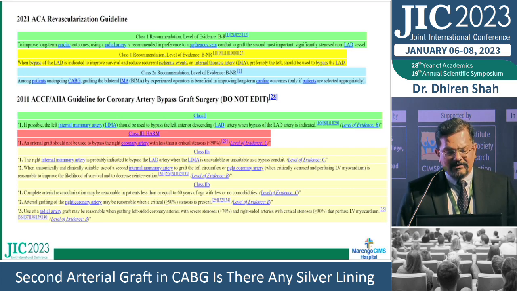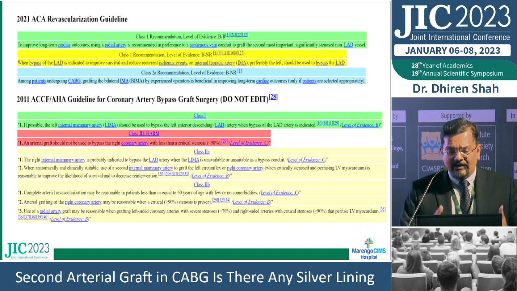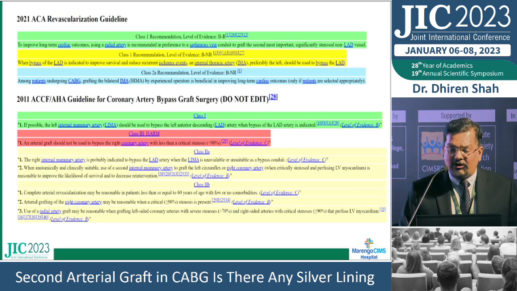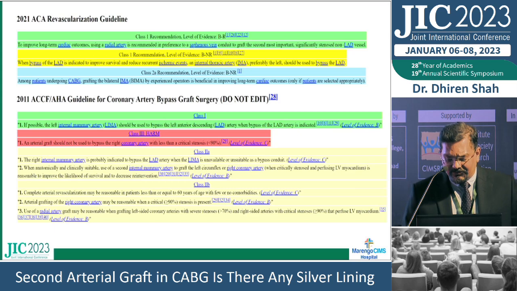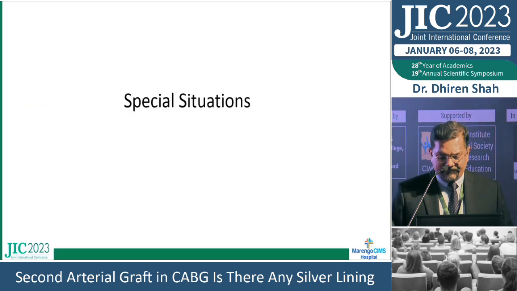A class 2 recommendation is that among the patients undergoing CABG, bilateral IMA by experienced operators is beneficial in improving long-term cardiac outcomes. And what is very important is the class 3 indication. An arterial graft should not be used to bypass the right coronary artery with less than critical stenosis, that is less than 90% stenosis. And use of radial artery may be reasonable when grafting left-sided coronary arteries with severe stenosis more than 70%.